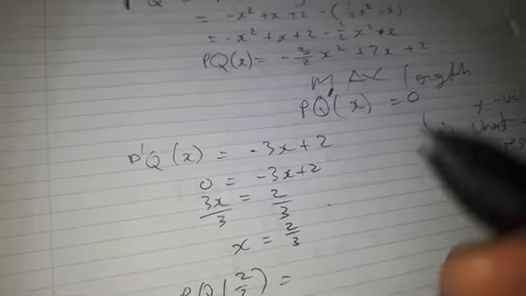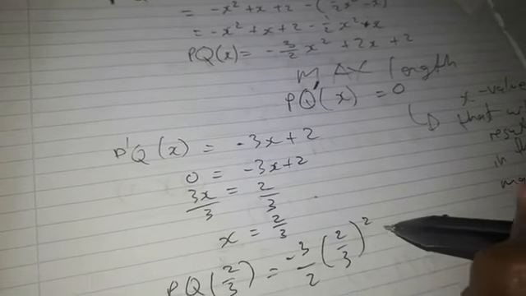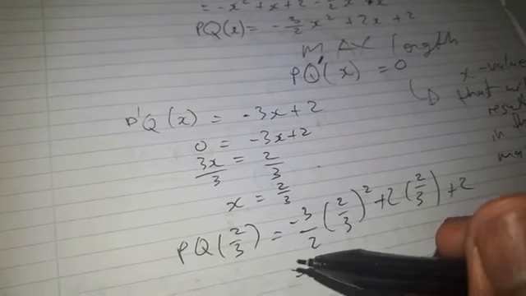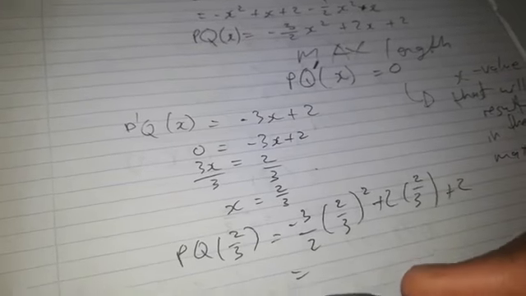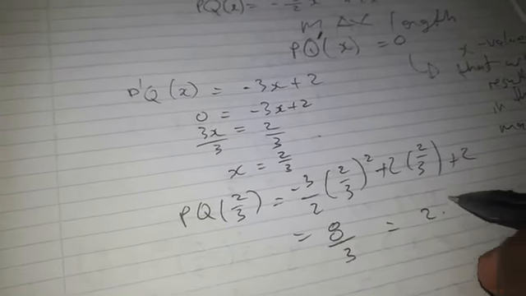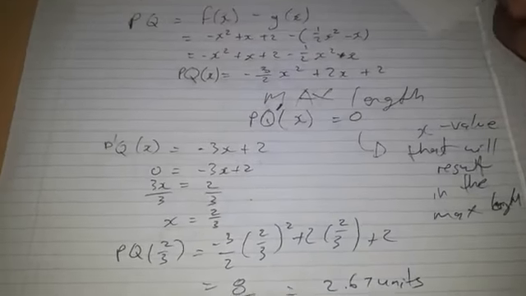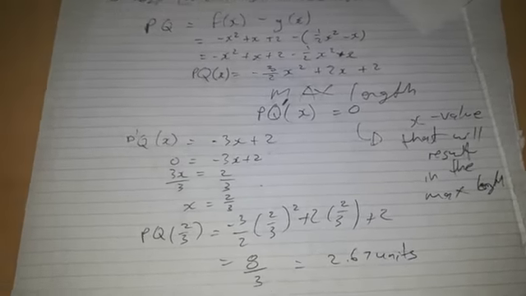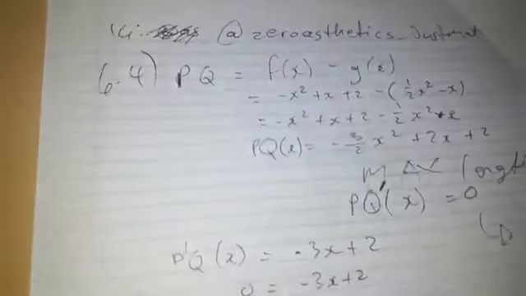So 2 over 3, we're going to throw it into the original one and see what the maximum length will be. Negative 3 over 2 times 2 over 3 squared plus 2 times 2 over 3 plus 2. Now, if you throw all this into your calculator, you should get 8 over 3, which is equal to 2.67 units. So that's quite straightforward. Again, longer tutorials on different stuff are in the playlists, because the playlists are linked between the two channels. So that's for 6.4. It's a common question.